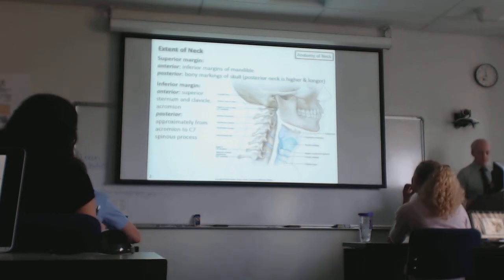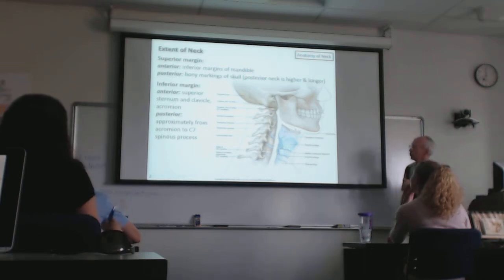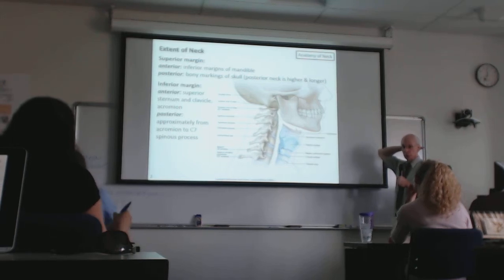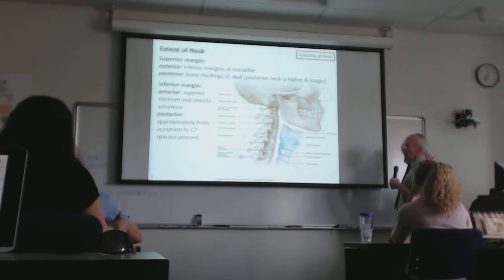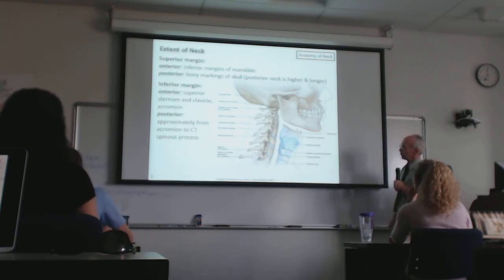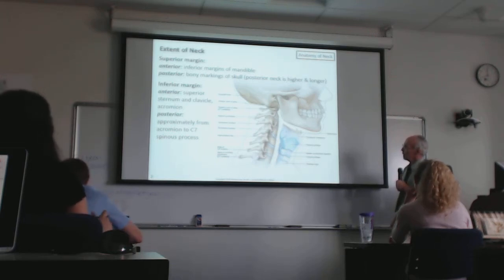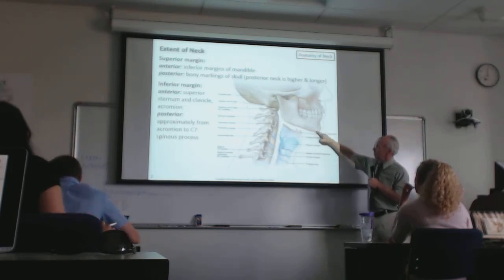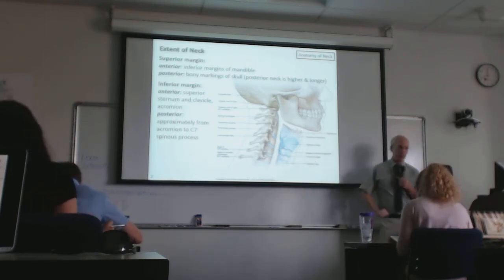Formally, the anatomical perimeter boundaries of the neck, and by the way, a lot of these regions overlap, approximately from the nuchal line posteriorly down to about C7, which is the spinous process of C7. And then anteriorly, the neck would go from the chin all the way down to the clavicles.